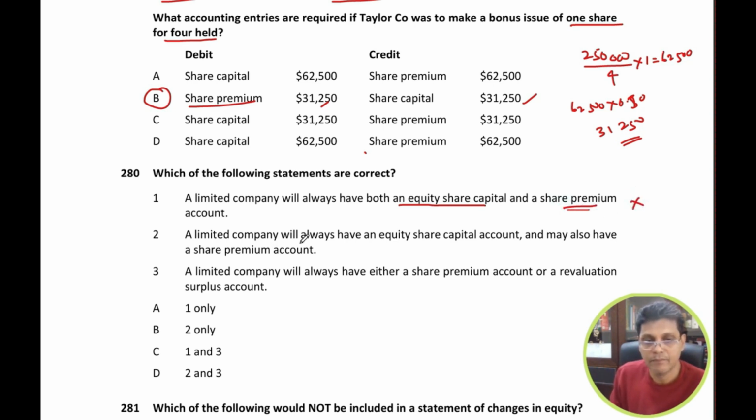answer. A limited company will always have an equity share capital. Yes. And may also have a share premium account. Yes. If you issued at a share premium, yes, you will have a share premium account. A limited company will always have either a share premium account or a revaluation surplus account, which is not correct. So you may have a share premium or you may have a revaluation reserve account. So therefore the correct answer is part B.